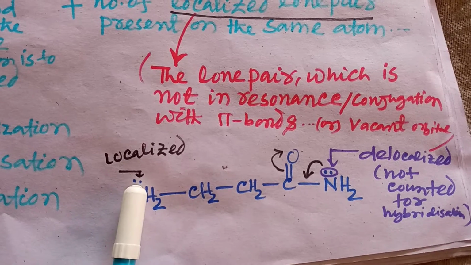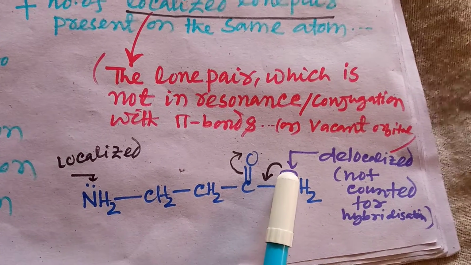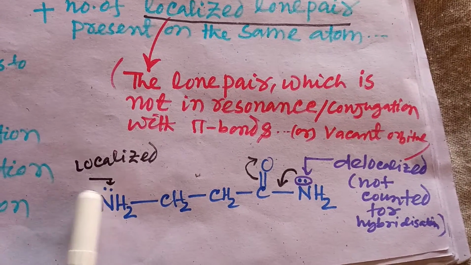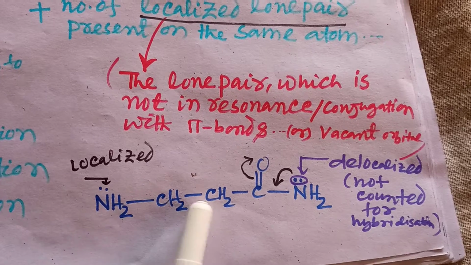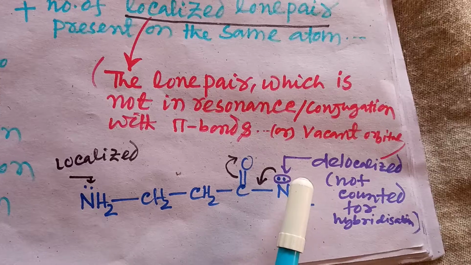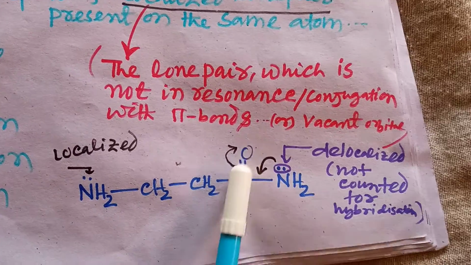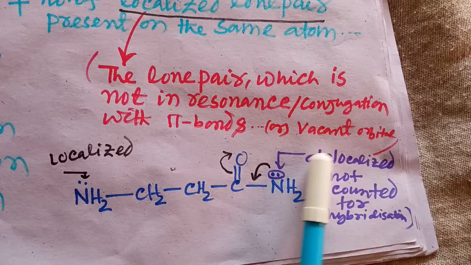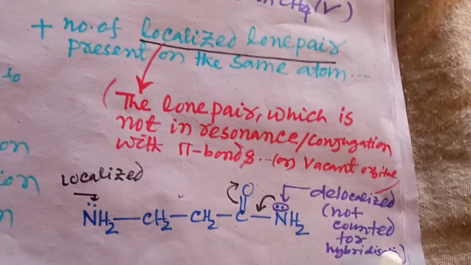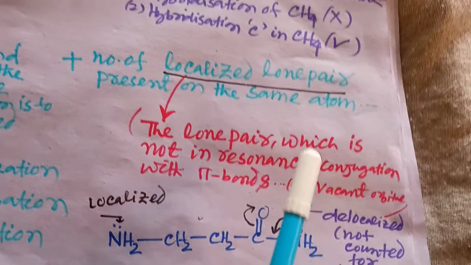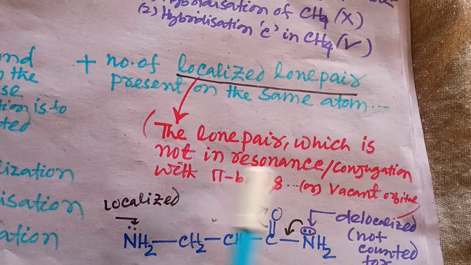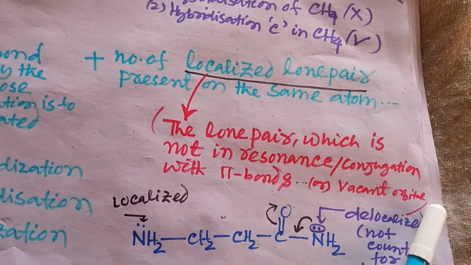So here is an example of two lone pairs. This one is a lone pair over the nitrogen atom, and this is also a lone pair over the nitrogen atom. This lone pair is localized as it is not in conjugation with any other pi bond, but this lone pair is delocalized because it is in conjugation with this double bond. So this is a delocalized lone pair. This type of lone pair is not counted for hybridization. We have to count the lone pair which is localized, that means the lone pair which is not in resonance or conjugation with other pi bonds or vacant orbitals, etc.